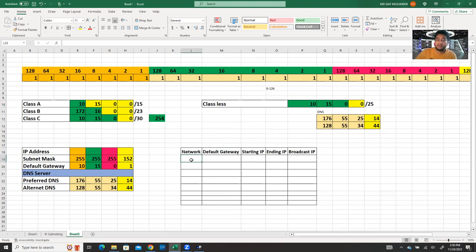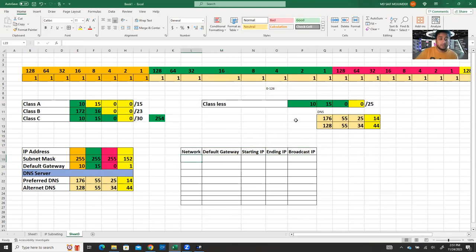But how are we going to figure out our networks and also IP addresses? So here is the formula. Actually, it's not a formula, it's a technique. If you know this technique, IP subnetting is really easy for you. Please, please, please remember this. That will make it easy for you to identify.